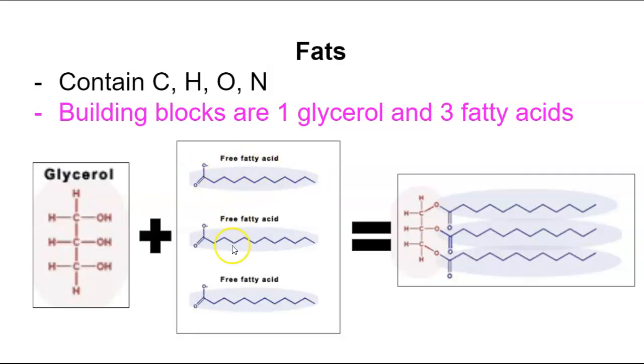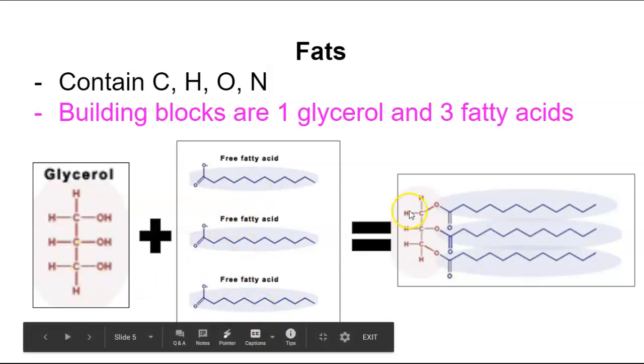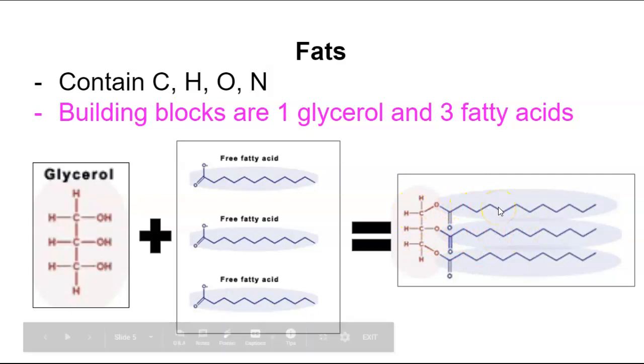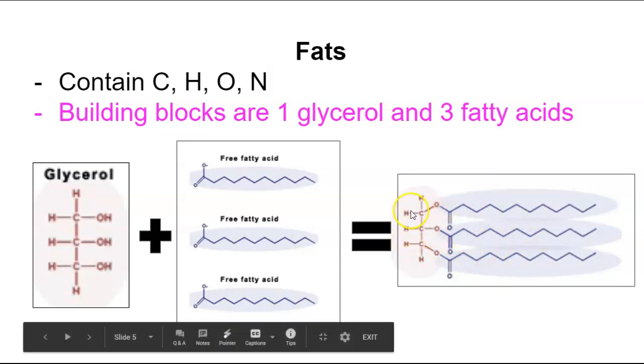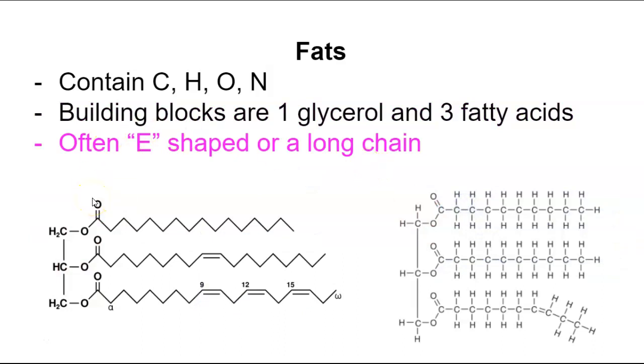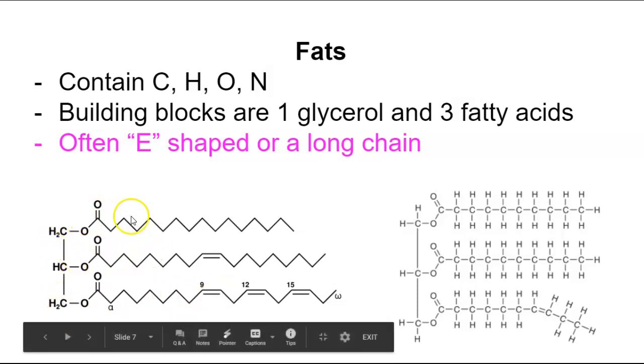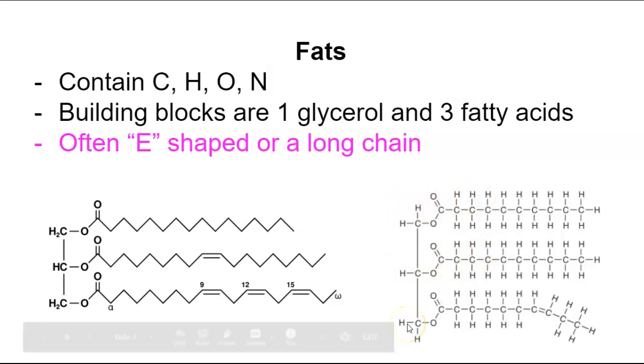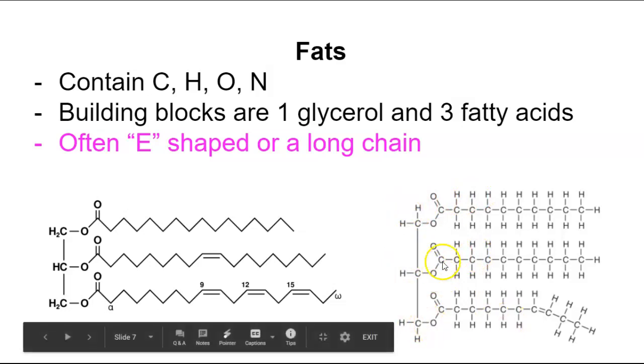You'll notice when we put these 3 fatty acids together with this guy, it kind of looks like a really long, really bad letter E. That's one of the shapes that a fat or a lipid can take. So they're often E-shaped. Sometimes they're just a long chain, but a lot of times we see this 1, 2, 3, this kind of letter E. I know it's a little bit tricky to see, and it's not really a letter E, but usually we see these 3 parts attached to this one long skinny part.